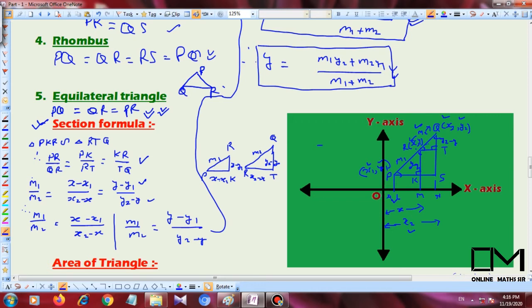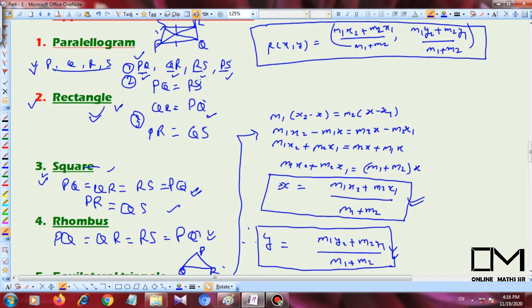From the diagram you can understand very well. So comparing, m1 upon m2 equals x minus x1 upon x2 minus x, and m1 upon m2 equals y minus y1 upon y2 minus y. When you solve this, after cross multiplying you will get m1 times (x2 minus x) equal to m2 times (x minus x1). Multiply inside the brackets: m1 x2 minus m1 x equal to m2 x minus m2 x1.